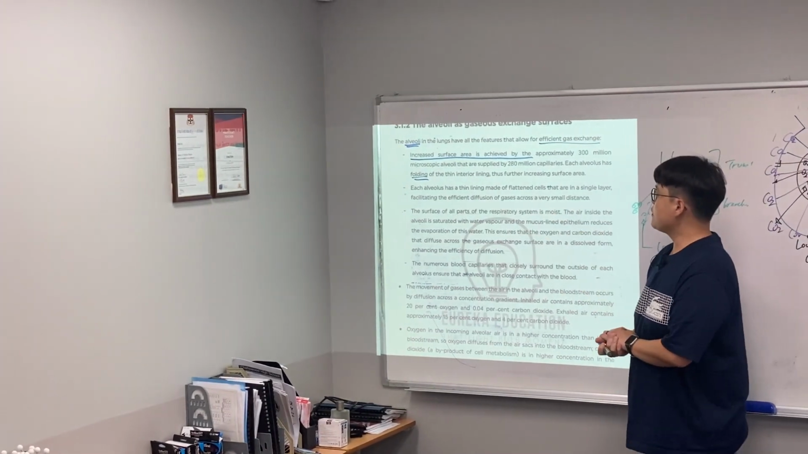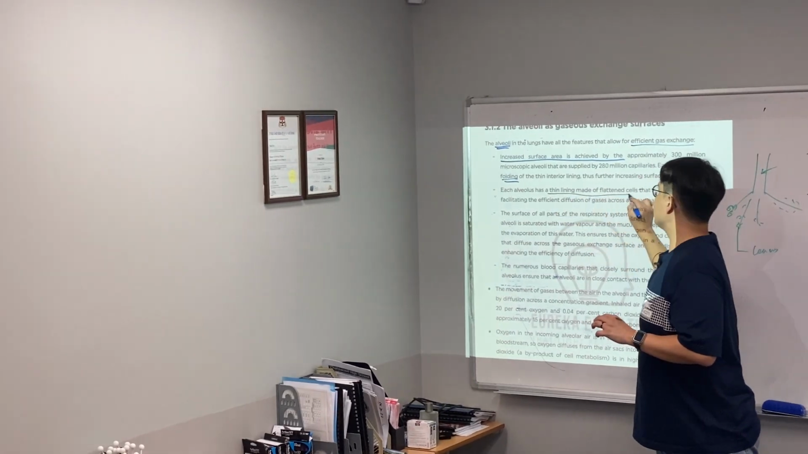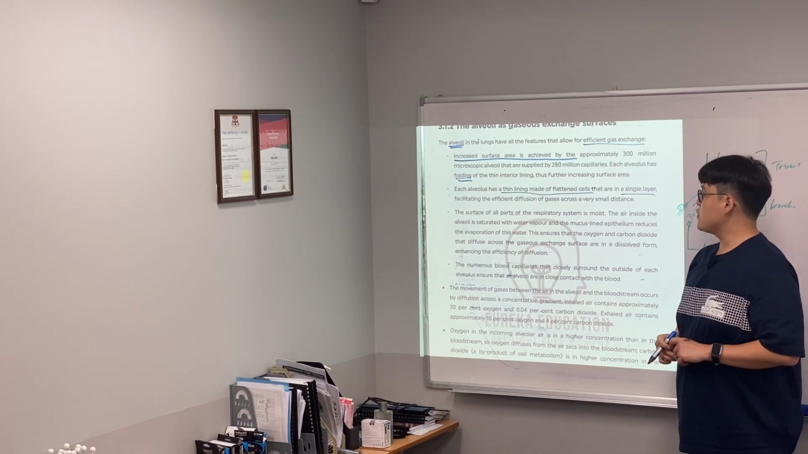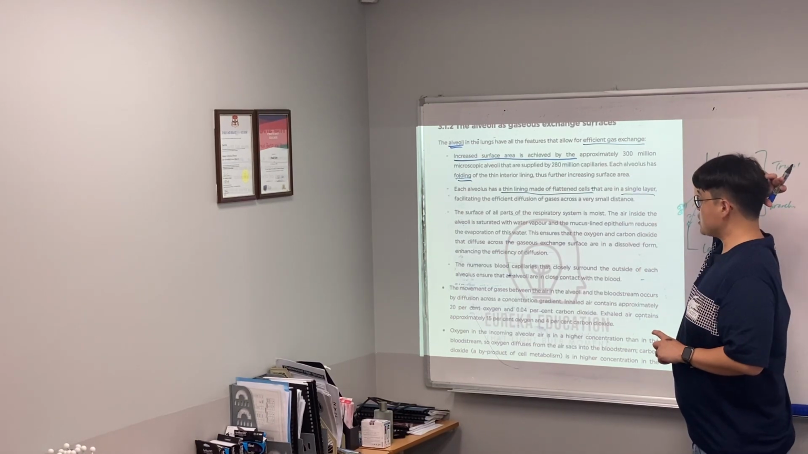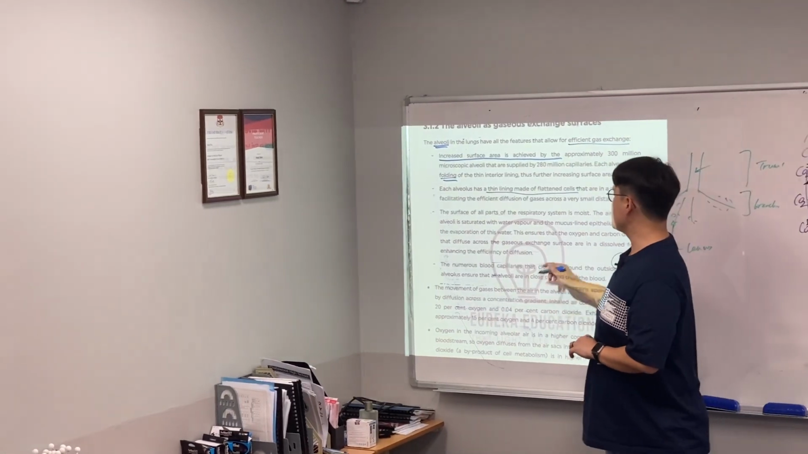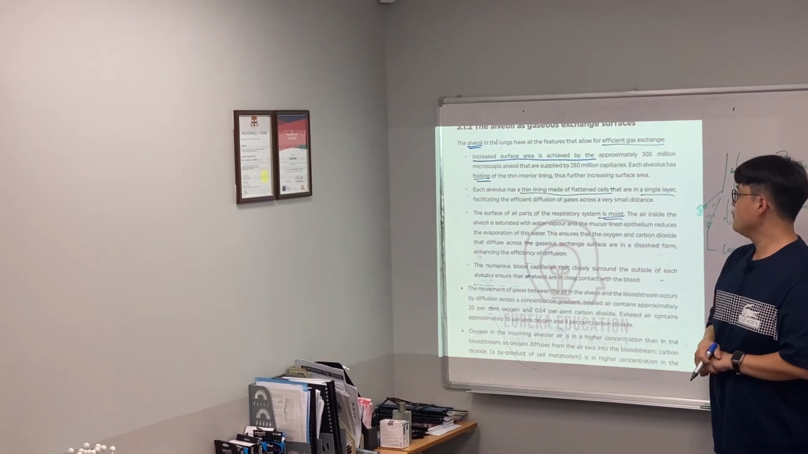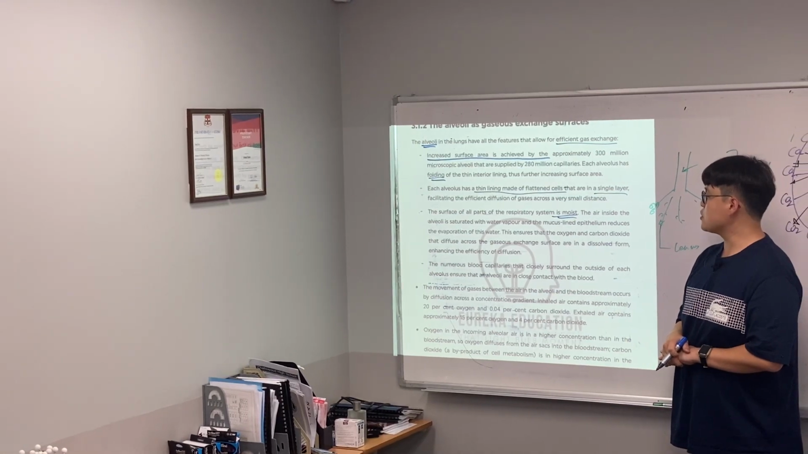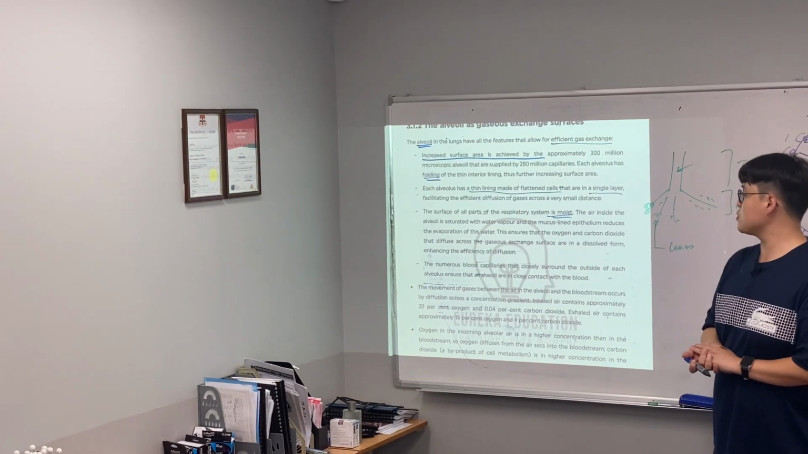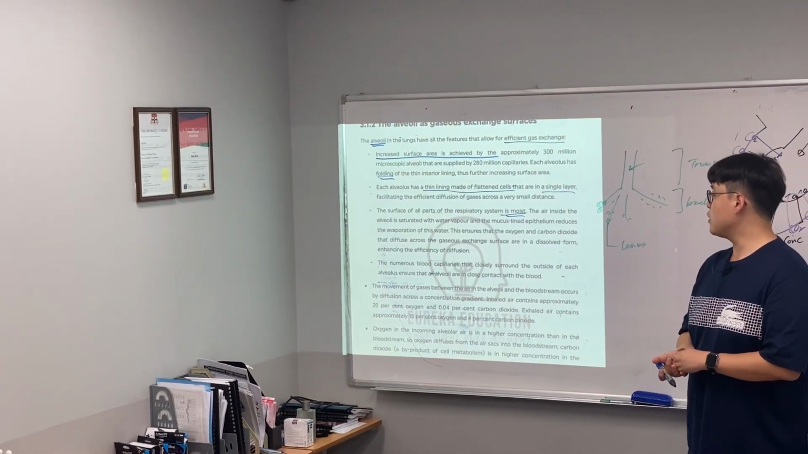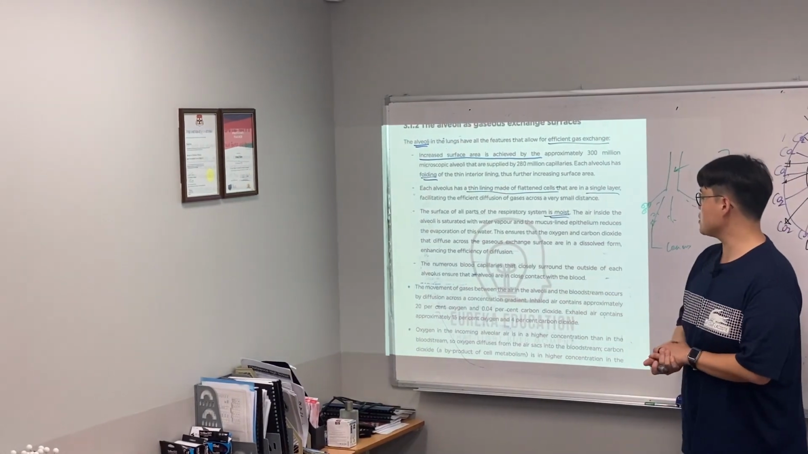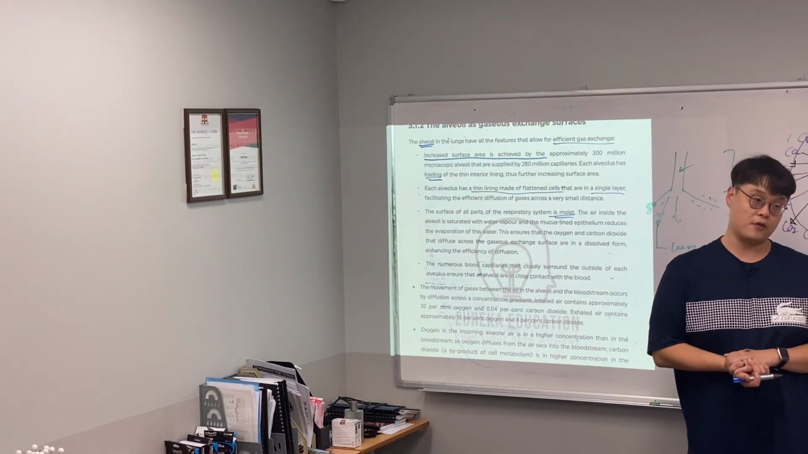2. Each alveolus has a thin lining made of flattened cells in a single layer, facilitating the efficient diffusion of gas across a very small distance. 3. The surface of all parts of the respiratory system is moist, as we discussed too. The air inside the alveoli is saturated with water vapor, and the mucus-lined epithelium reduces the evaporation of this water. This ensures that oxygen and carbon dioxide that diffuse across the gas exchange surface are in dissolved form, enhancing the efficiency of diffusion.